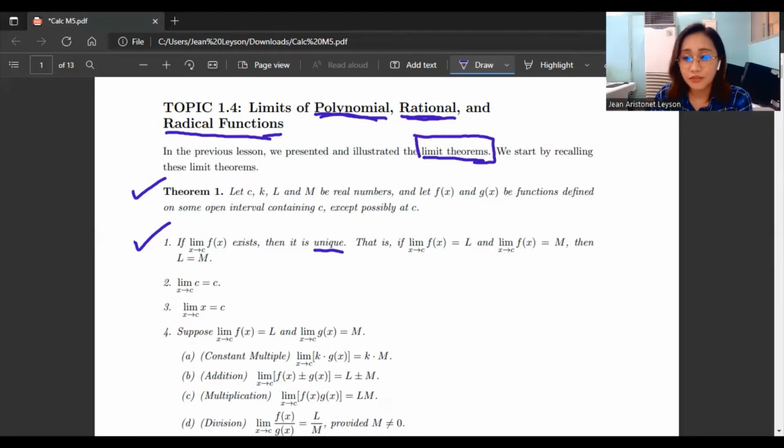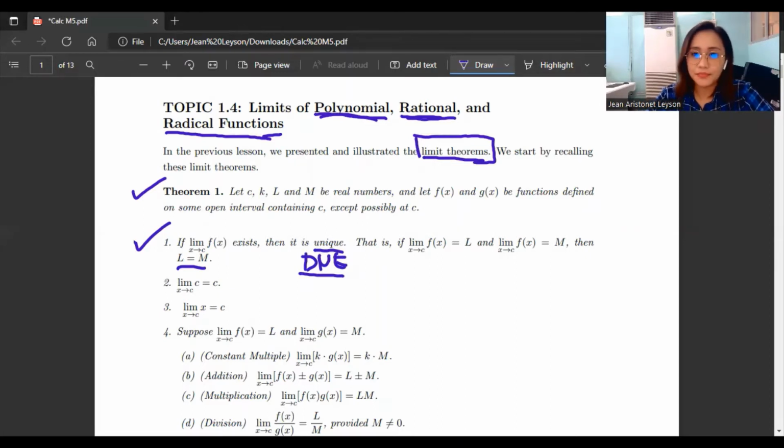That is, if the limit of f of x as x approaches c is equal to L, and the limit of f of x as x approaches c is equal to M, then L is equal to M. Just like our discussion before, when we used the table of values, the limit of the function as x approaches c from the left should be equal to the limit as x approaches c from the right. So again, the limits from both sides should be equal. Otherwise, if the limits are not the same, that means the limit does not exist, or we simply write DNE.